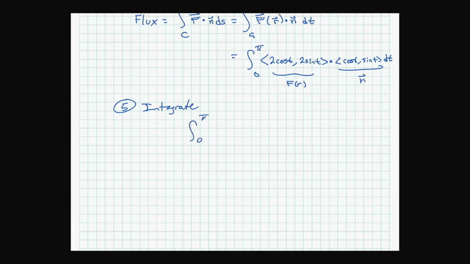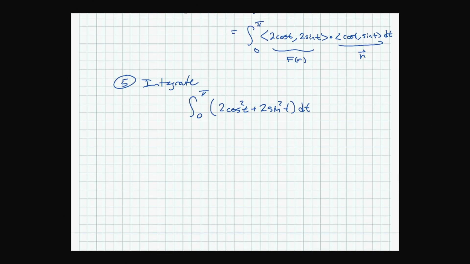So you have 0 to pi. We would have to do this dot product, which is going to be 2 cosine squared t plus 2 sine squared t dt. Oh, well, look at that. That's going to be just the integral of 2 dt. That's weird, but it is what it is. And so when we do that, we are going to get 2t from 0 to pi, and that's going to end up 2 pi. And so that would be the flux. Perfect.